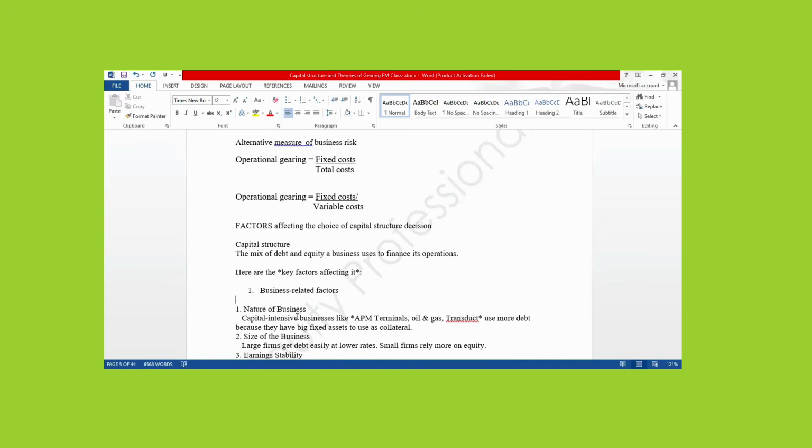Number two, size of the business. The size of your business will also determine the choice of your capital structure. For large businesses, multinational companies, they can easily borrow money. They can easily get debt finance at a reduced cost.